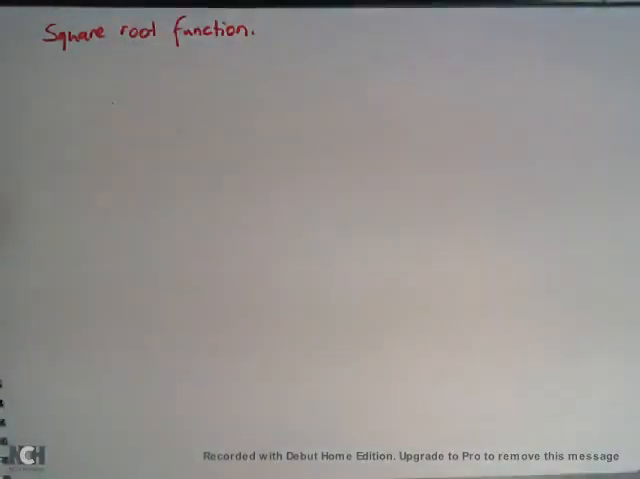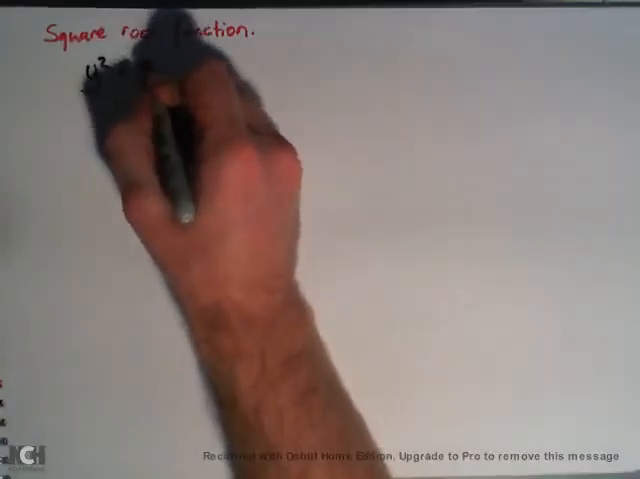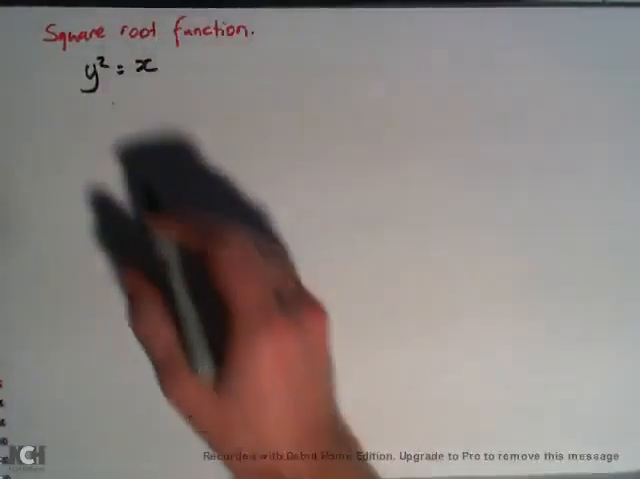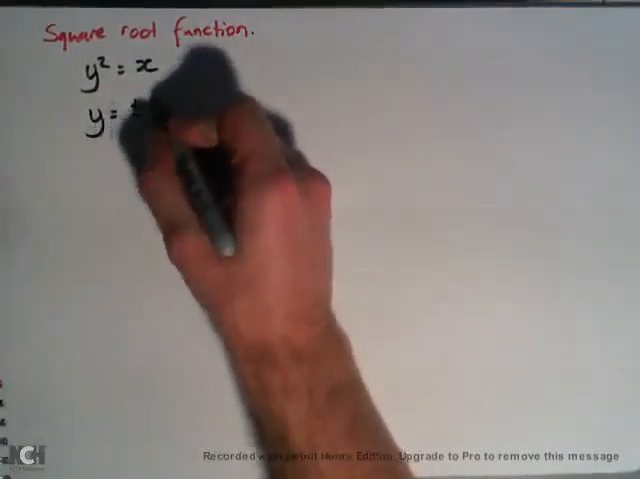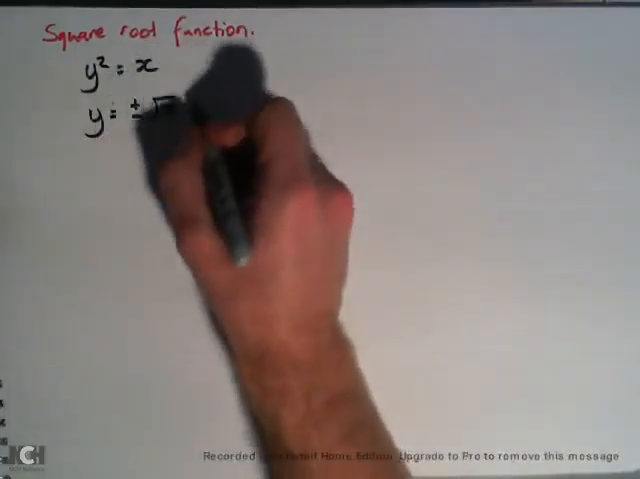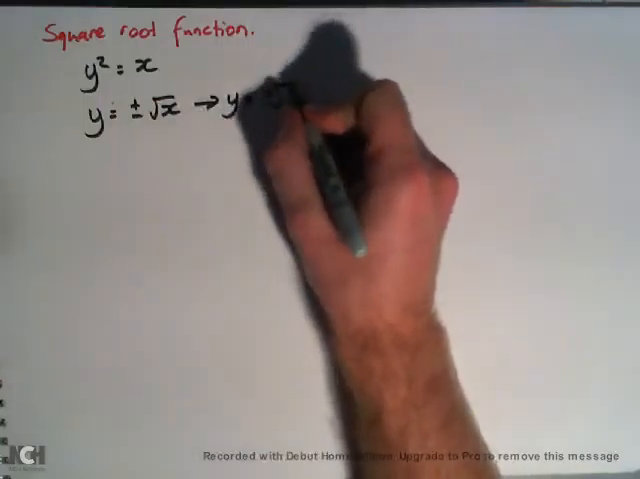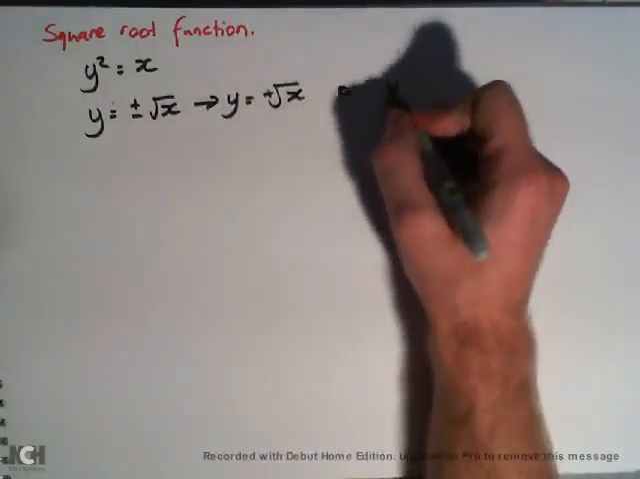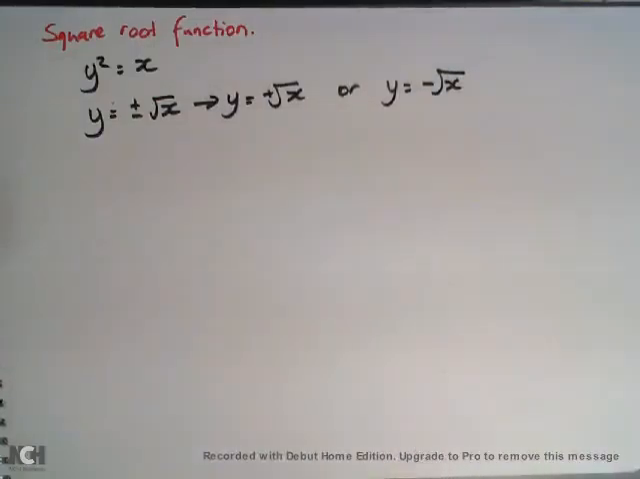Okay, so in this video, just going to have a look at the square root function. So before we said y squared equals x. Well, I can actually rearrange this so we have y equals plus or minus the square root of x. Okay, I've got y equals something x now, where I've actually got two equations. I've got y equals positive square root of x, or y equals the negative square root of x. Okay, so basically what we're doing is we're splitting it in half.